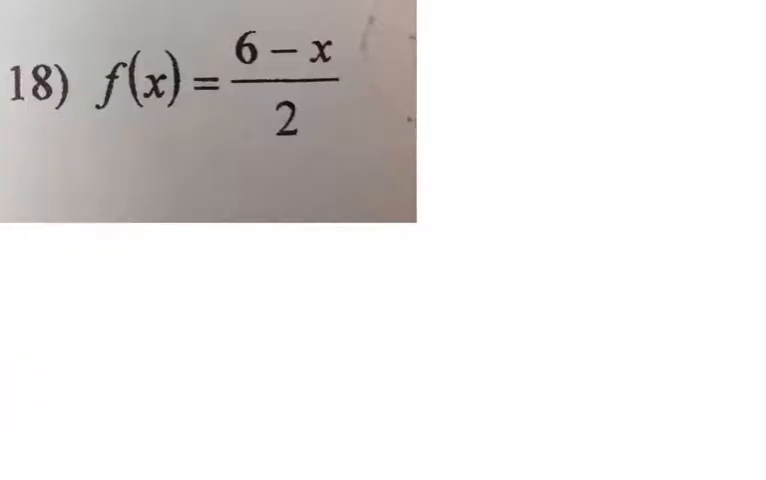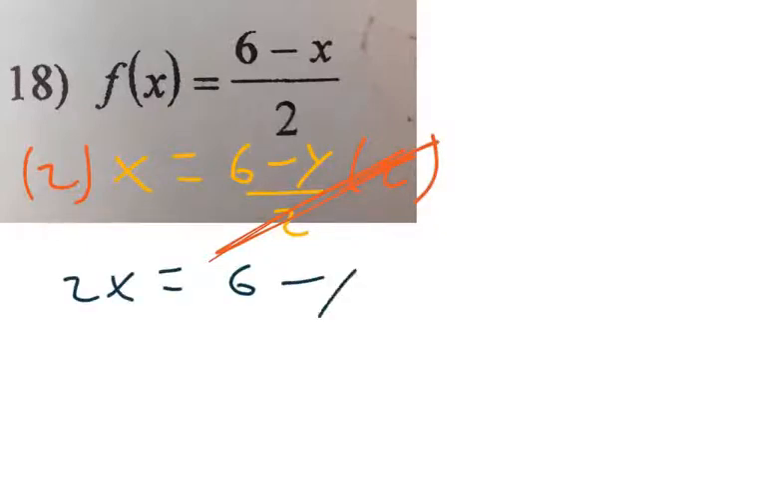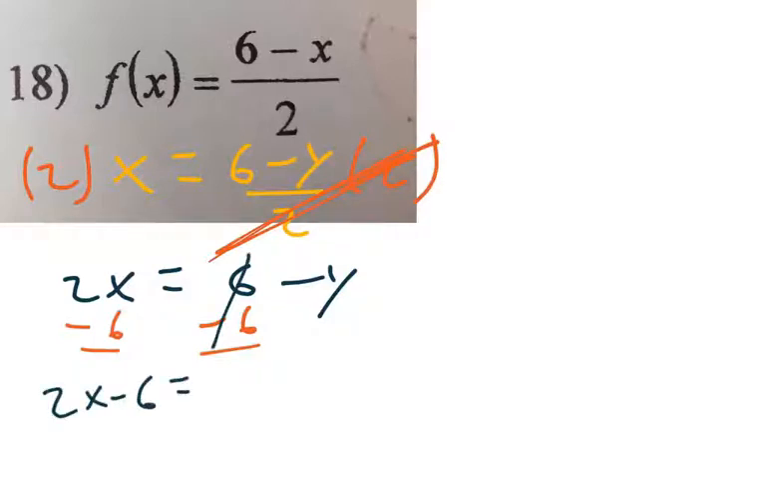One more. What do we do first? That's right. We switch our x and our y's. What's our next step in this case? How about if we multiply both sides by 2? That gets rid of divide 2 right there, right? So let's see what we have left. 2x equals 6 minus y. What should we do next? How about we do a minus 6 both sides? That gives us 2x minus 6 equal to negative y.